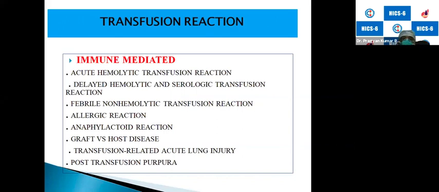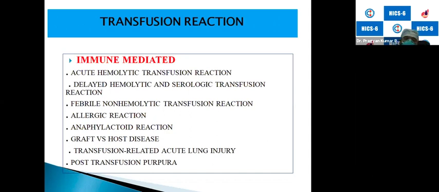Those are acute hemolytic transfusion reaction. This is the most dreaded one. We have to be very careful about that. We'll be discussing this topic in the coming few slides. Delayed hemolytic and serologic transfusion reaction is another reaction which happens a little bit late, 7 or 10 days down the line after blood transfusion. Febrile non-hemolytic transfusion reaction is the most common reaction, which we'll be discussing. Allergic reaction, pretty common, we see day in and day out. Anaphylactic reaction, a little dreaded reaction. Graft versus host disease is a rare complication but definitely life-threatening.